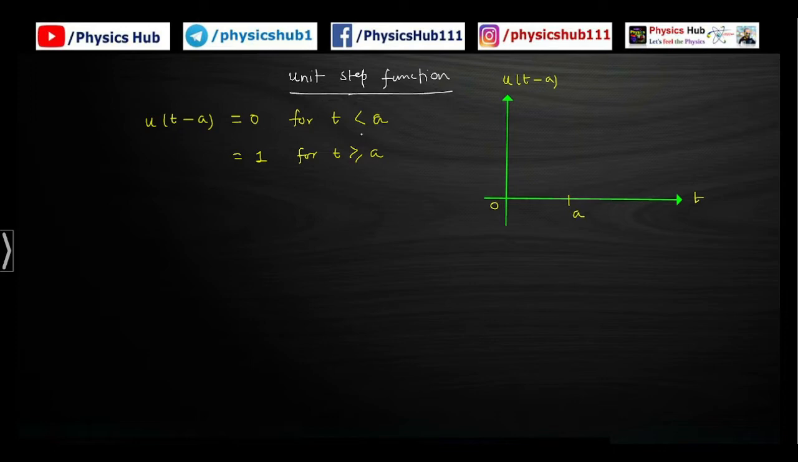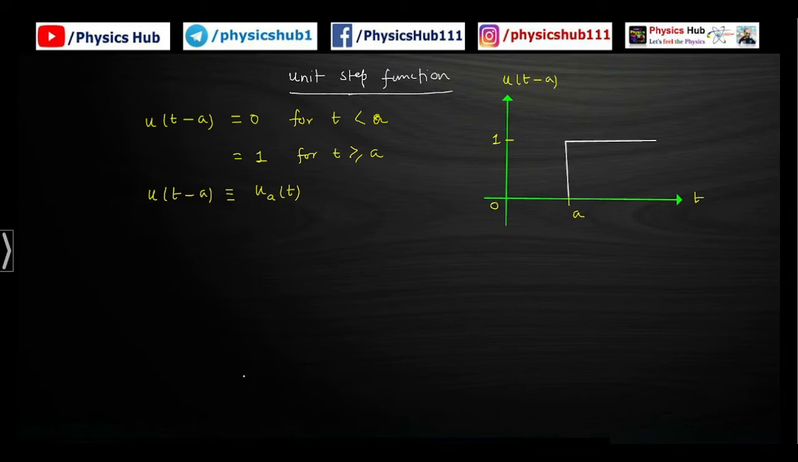So as per the definition, when t is less than a, it is 0, and when t is greater than or equal to a, then the function takes the value 1. Okay. So here the function will take up the value. It will go like this. So this is a simple concept. You write u of t minus a. This has an equivalent expression u_a of t.